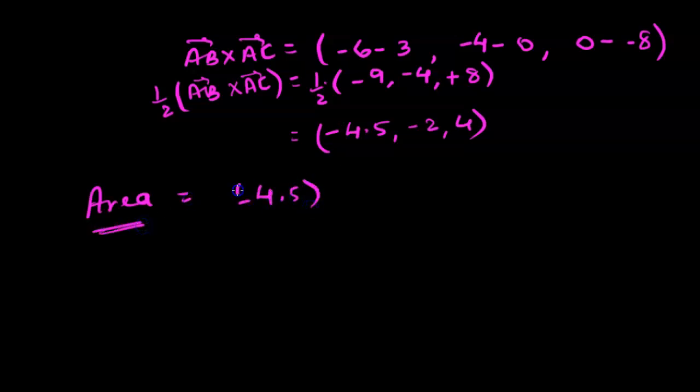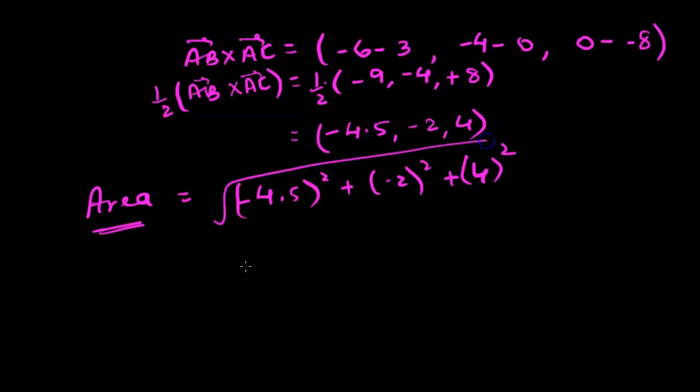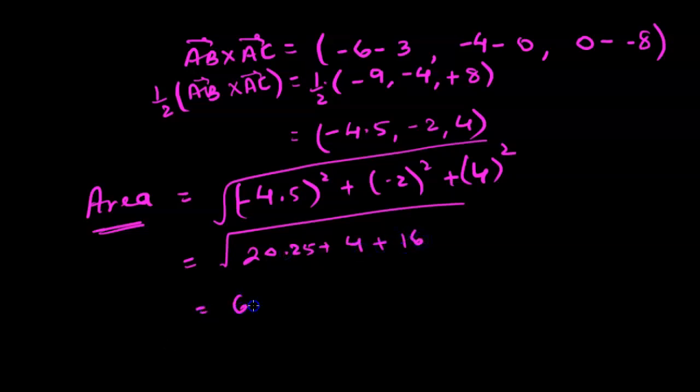And we'll do x square plus y square plus z square, and then we'll take the square root of the entire thing, and the result that we get is 20.25 plus 4 plus 16, and when we take the square root of the entire thing, the result we get is 6.34. Because we don't know the unit, we'll put unit square. And this is how we get the area of a triangle given the coordinates of the vertices of a triangle.